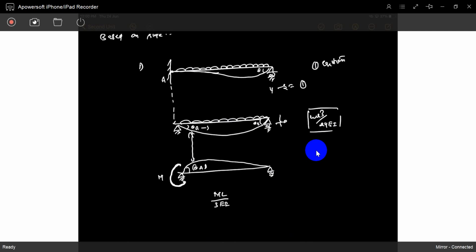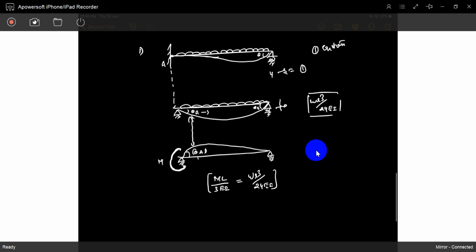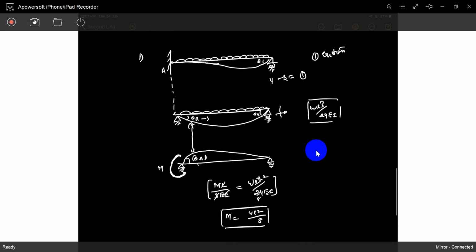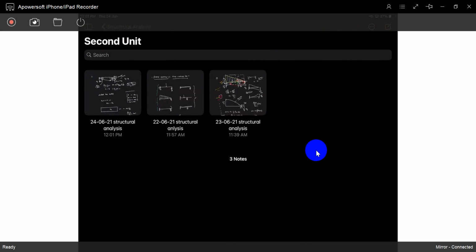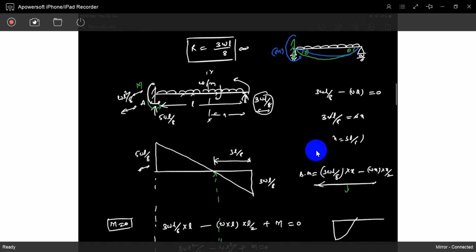So ML by 3EI, and the slope from the load is WL cube by 24EI. Both are equal. What is M? EI cancels, and we get 3 by 8, so M is WL square by 8. That's it.